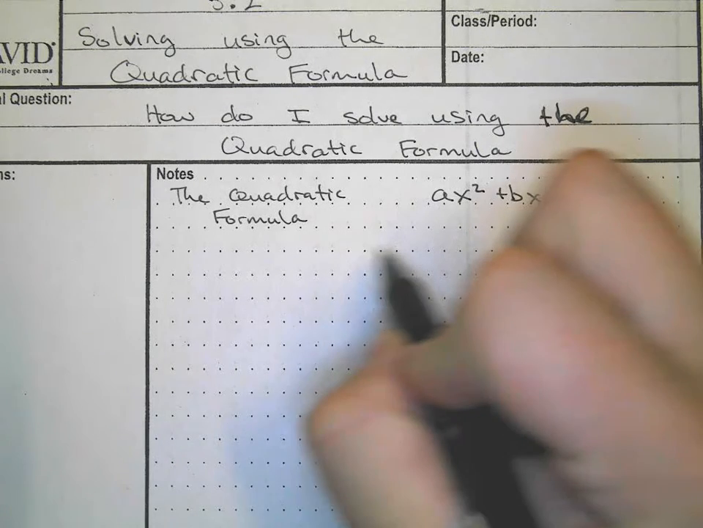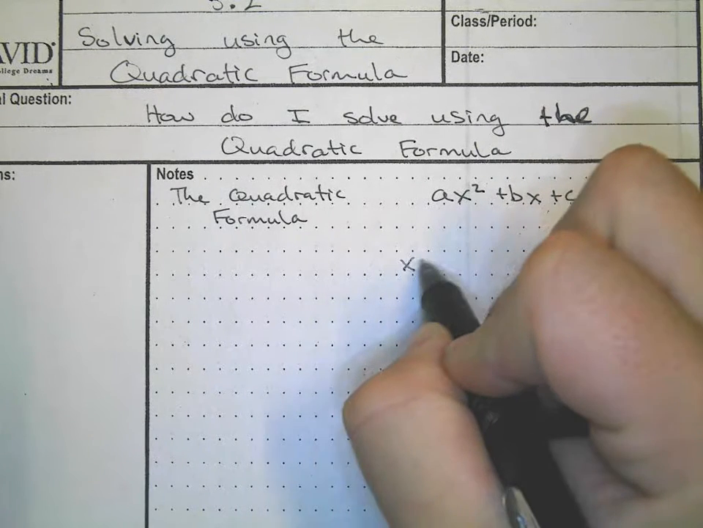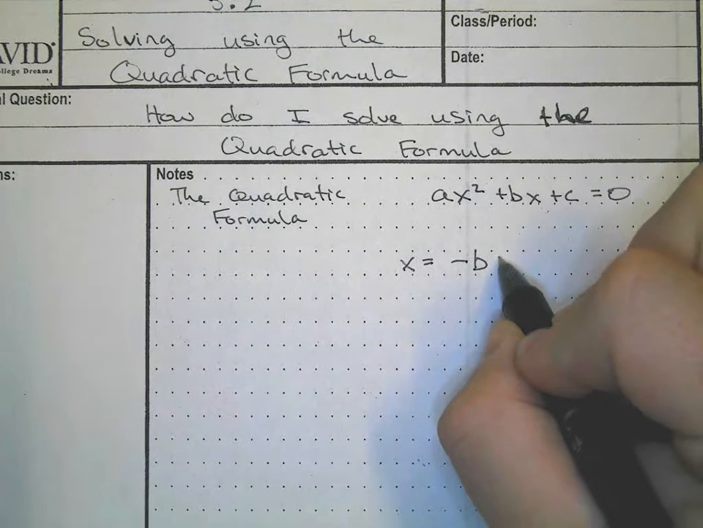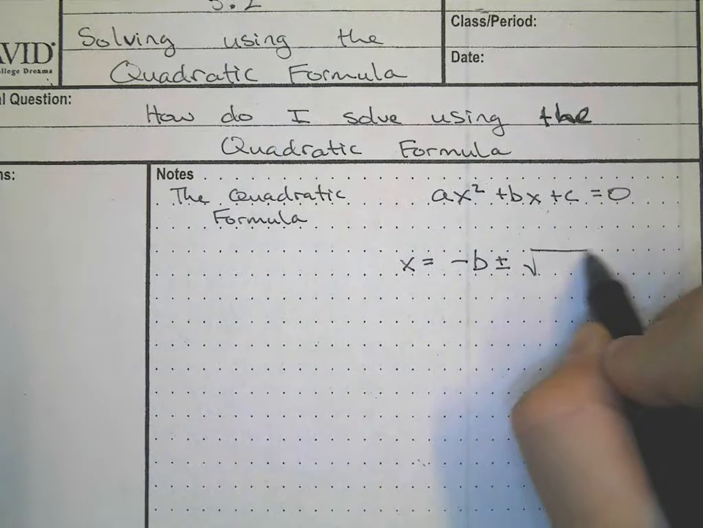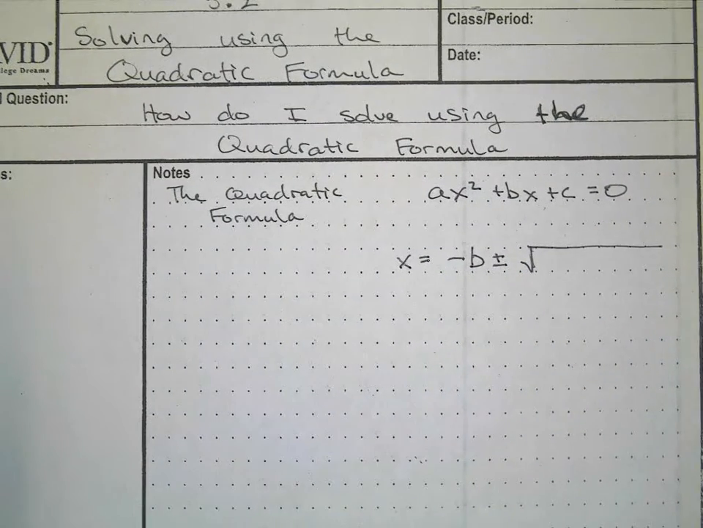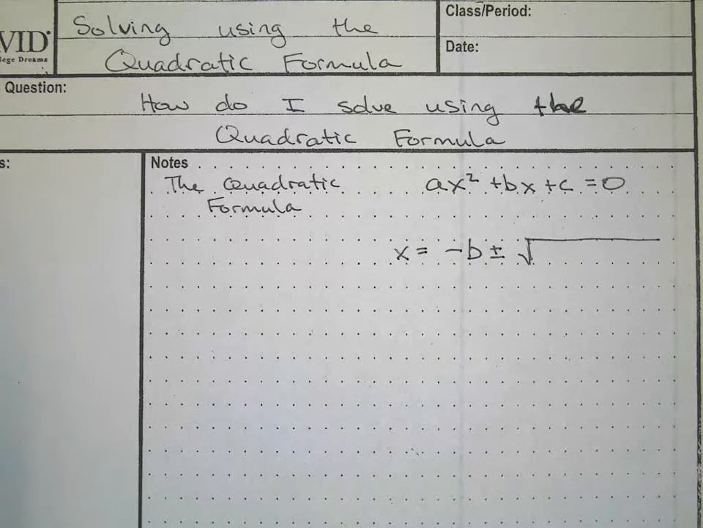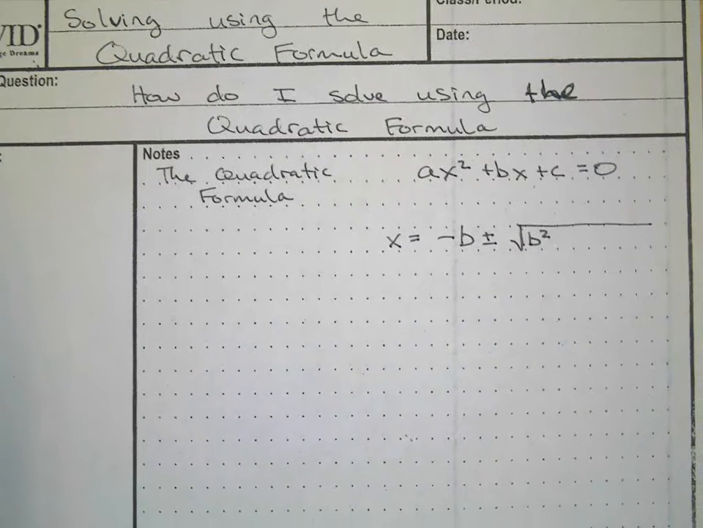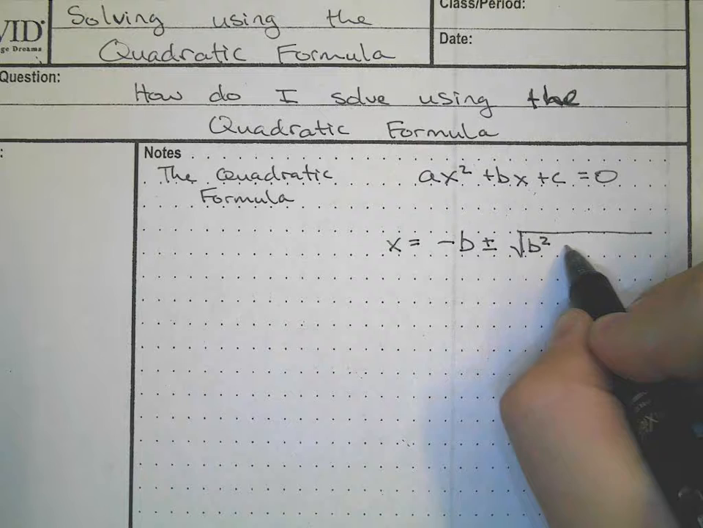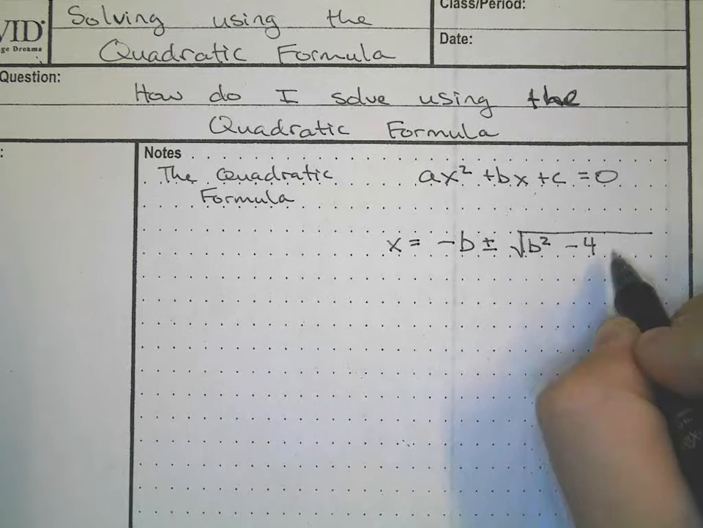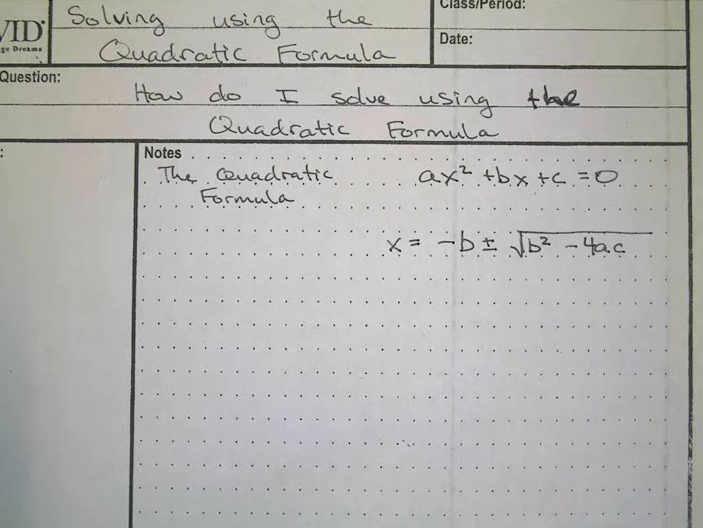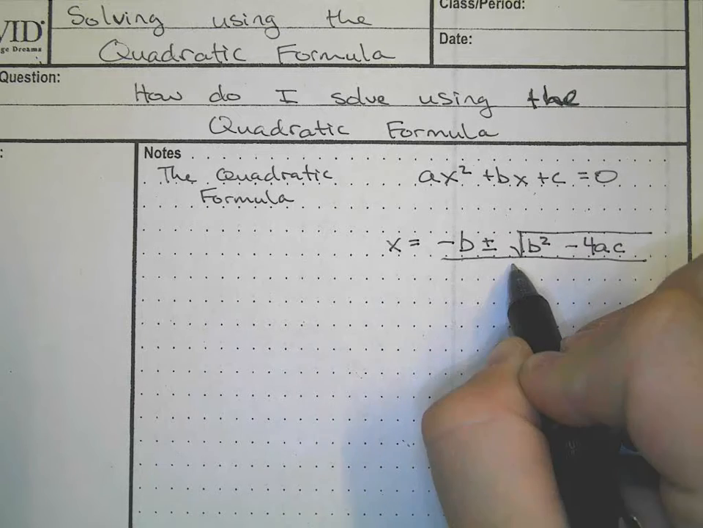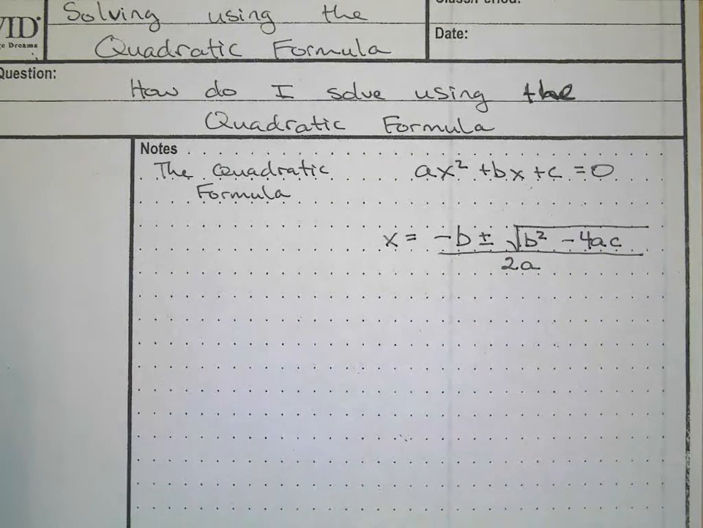The quadratic formula is x equals negative b plus or minus the square root of b squared minus 4 times a times c. And we'll divide all of this by 2 times a.